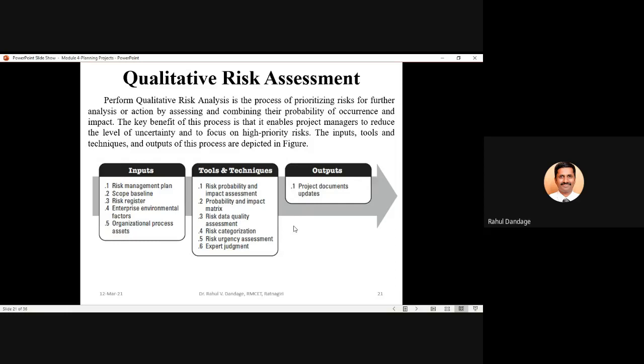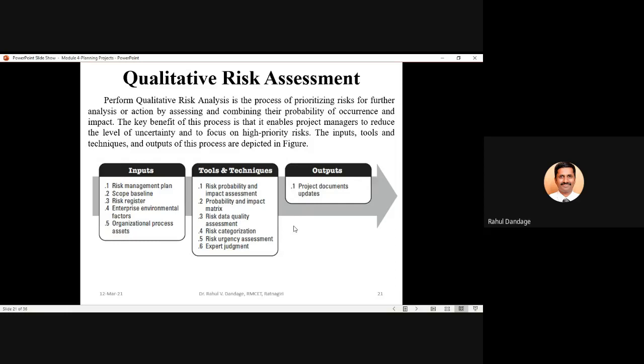if these high priority risks are tackled, they are responded properly, then definitely the low priority or low ranking risks, their effects will be very minimal. The ITTO, inputs, tools, techniques, and outputs for qualitative risk assessment. Inputs: you should have your risk management plan with you. The scope baseline that we should know. The risk register, which is the outcome of your risk identification processes. Again, enterprise environmental factors and organizational process assets, common inputs for most of the knowledge area processes.